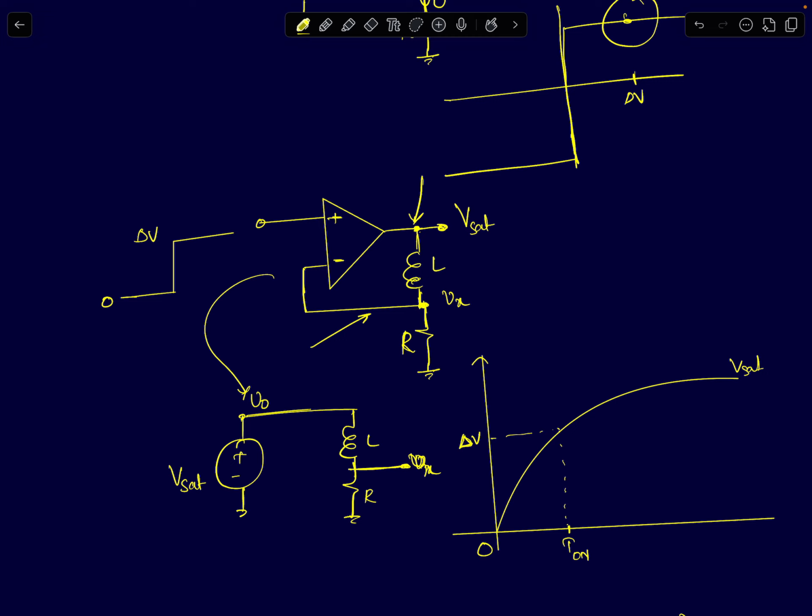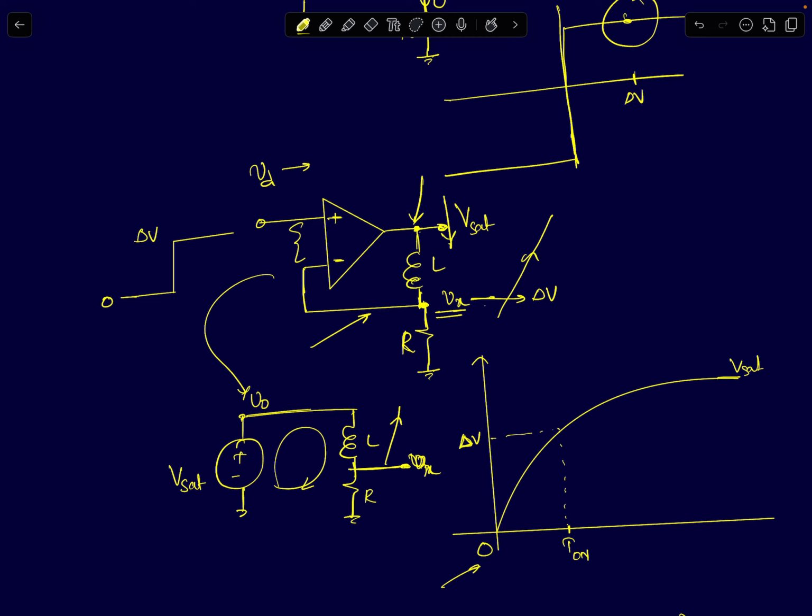Now once the output reaches Vsat volts, the node Vx, the inverting terminal node voltage, will start increasing, and it will undergo a first order RL charging. It will start off from 0 and slowly increase toward plus Vsat. Now as this node voltage Vx increases, the differential input to the op-amp decreases. And when your Vx reaches delta V, the differential input to the op-amp becomes 0. Now you reach the high gain point. When you reach the high gain point, the output voltage can change suddenly.